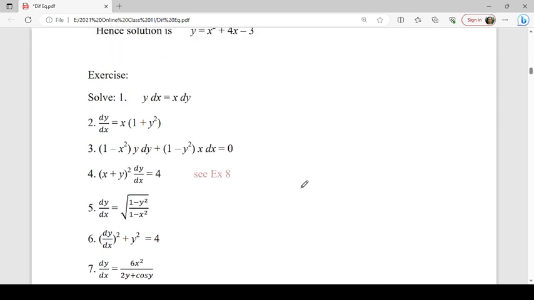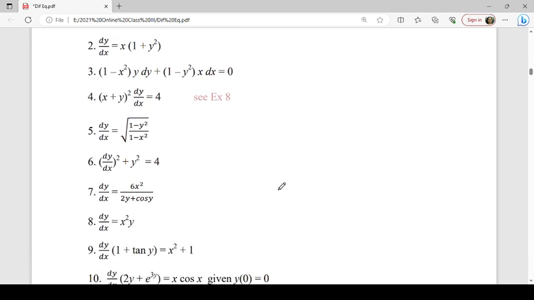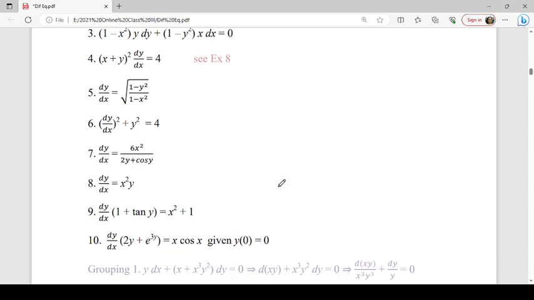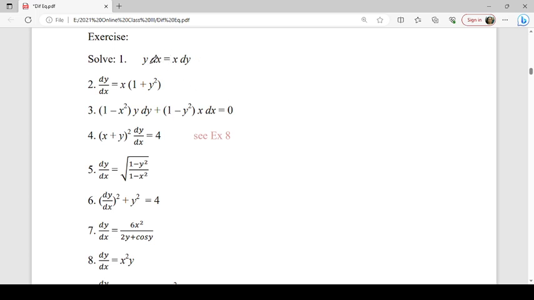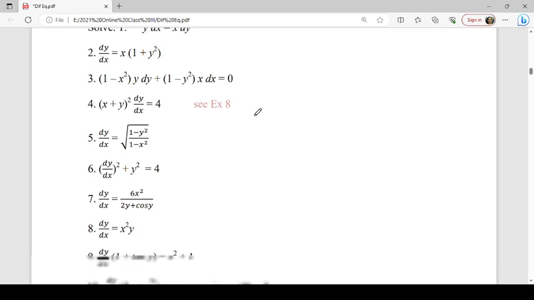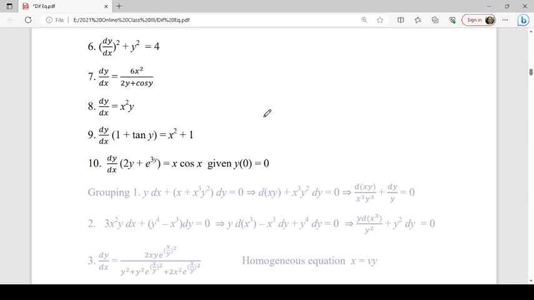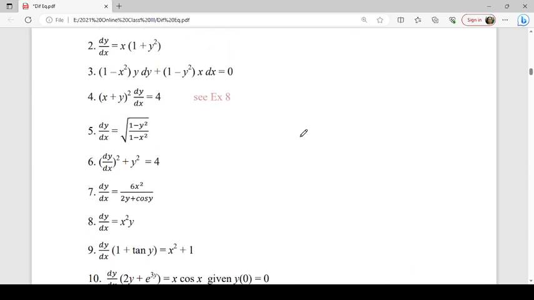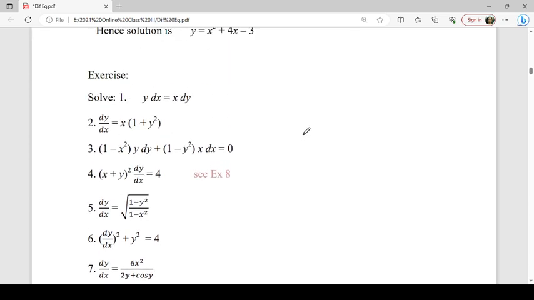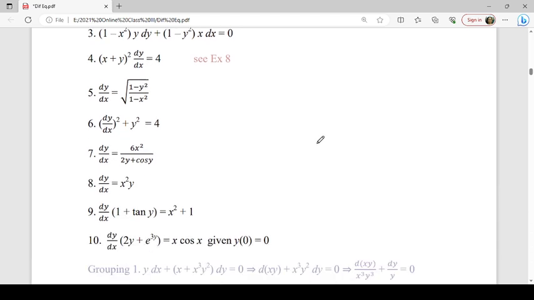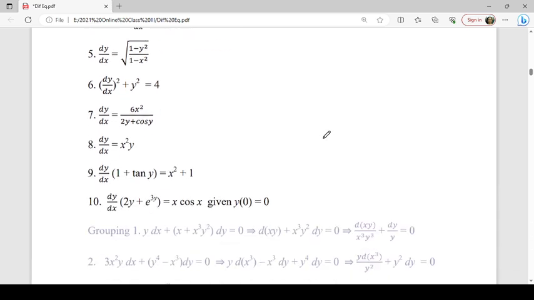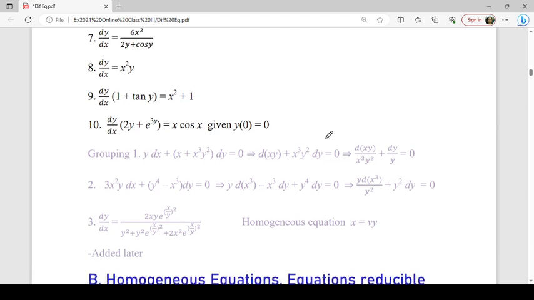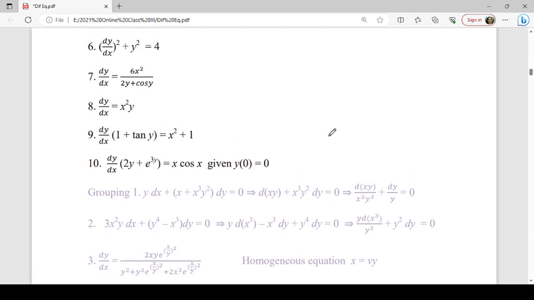So these are some exercises you can try. You can have some hint here. This is simple. This will be the exercise grouping.